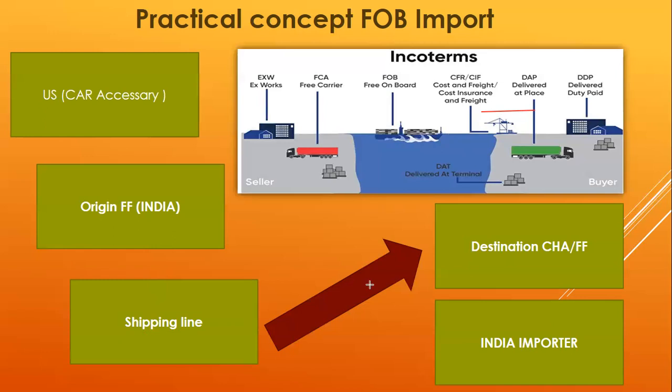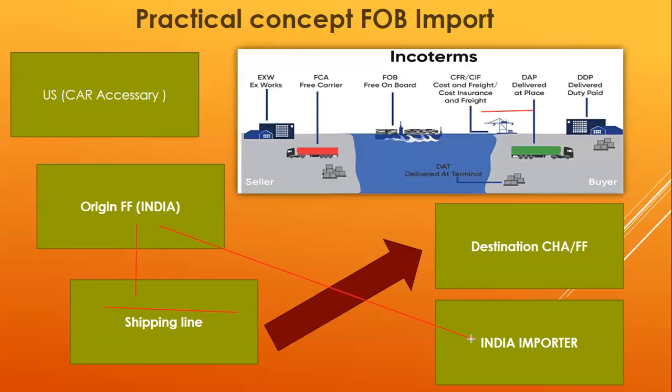So who will generate the invoice? The shipping line will generate the invoice. To whom? Directly, it generates to the importer, but we have appointed the freight forwarder. So who will pay? The freight forwarder will pay, and again he sends the invoice to the Indian importer.